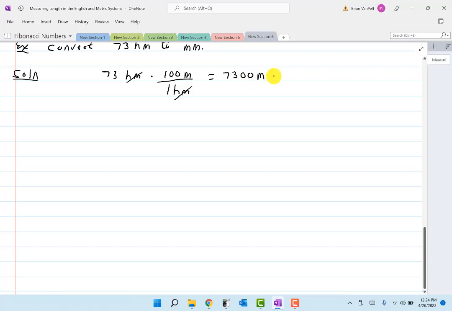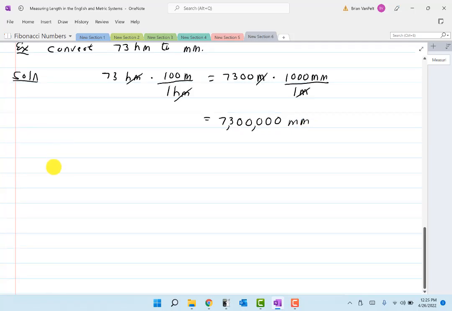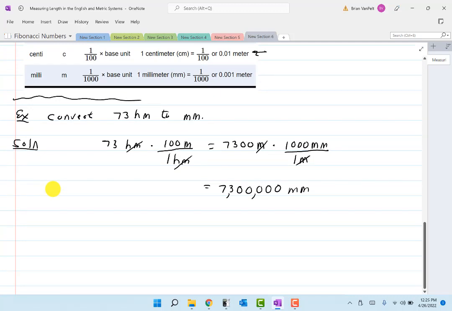So now I have to do another conversion again. It so happens that there's 1,000 millimeters in 1 meter. And so when I cancel out these meters, I'll have 7300, and then I'll add 3 zeros. 7,300,000 millimeters. One thing I did here is I didn't use the table directly.